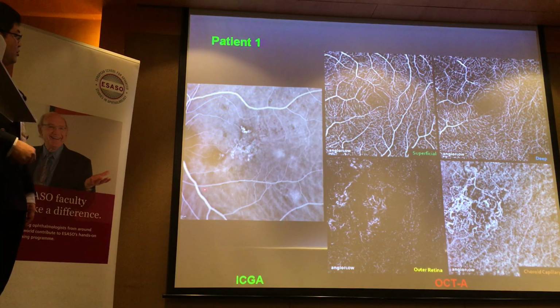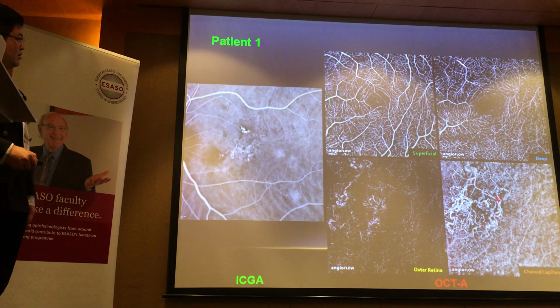The ICG angiogram is shown here, and the 4 layers, you asked about segmentation. So this is the superficial layer, looks perfectly fine. Deep layer looks perfectly fine. But see how nicely the small vessels are seen on the OCT angiogram. You don't see this on FA. Outer retina, a hint of something, but this is where the lesion is seen.